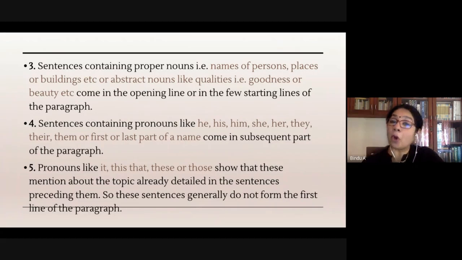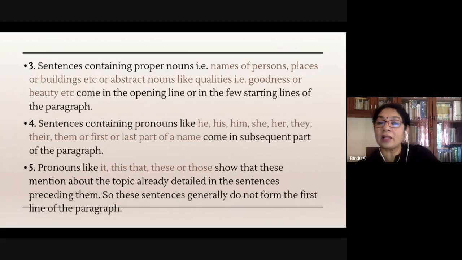Sentences which contain the proper nouns, like the names of persons, places, buildings, abstract qualities, etc. would most probably always come in the first part of the paragraph. India is one of the largest countries. India would naturally be mentioned in the first sentence. It is also extremely populated. "It" refers to India, so you can't begin the paragraph with it. The first sentence would have the proper noun.